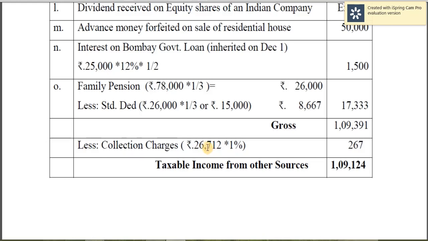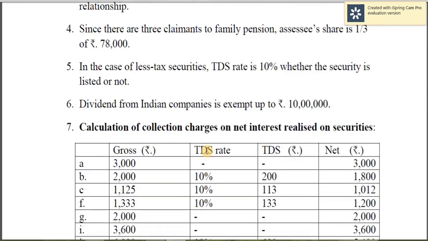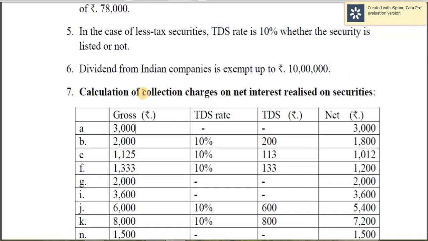And net interest realized is 26,712. On that you are calculating 1% commission, and that is taken as collection charges. But how you got this 26,712? Let's look at the note here. See, point 1 here.